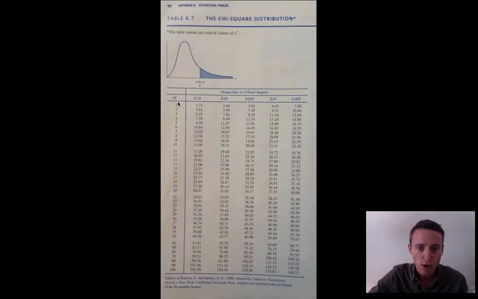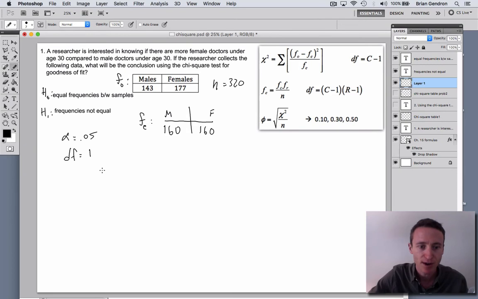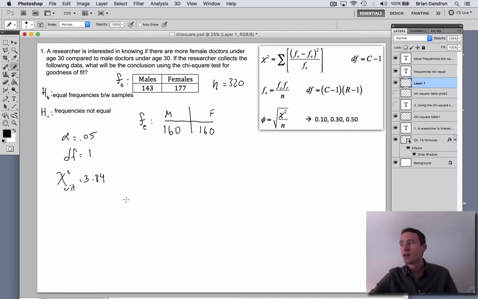Okay, so with 1 degree of freedom and the proportion of 0.05, our critical value is 3.84. I'm going to write that down. Chi-squared critical is 3.84. All right, great. So the next step is to calculate your test statistic, and if it is larger than your critical value, you can reject the null hypothesis.